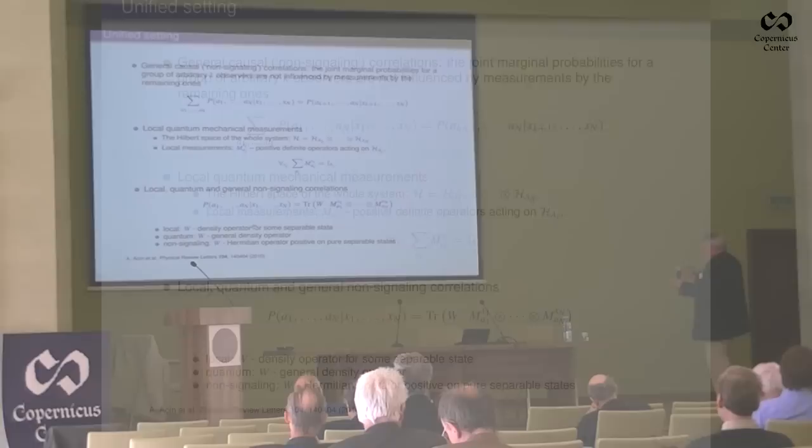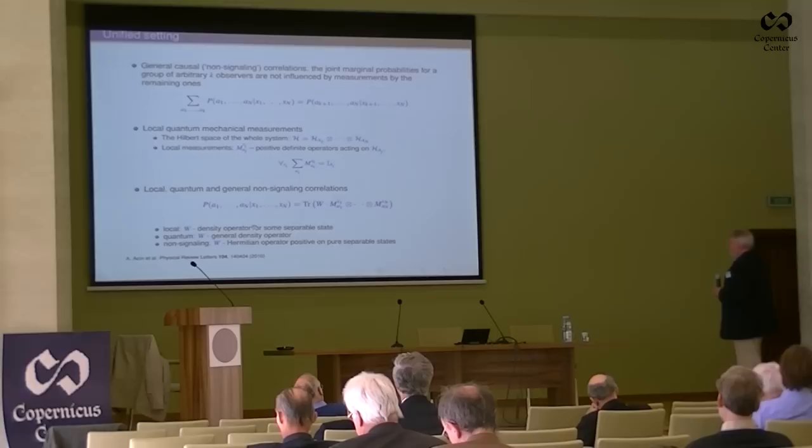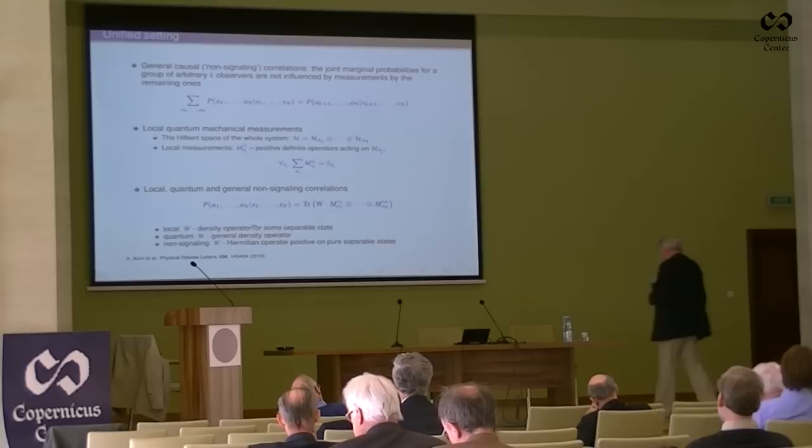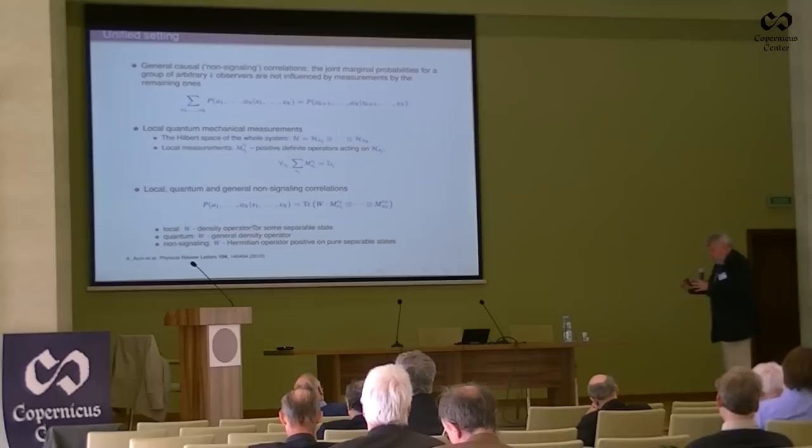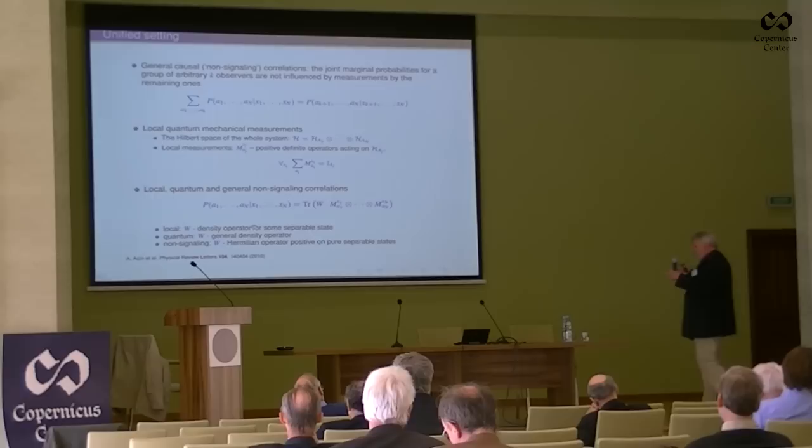There are no two parties but n parties. If you sum over all possible results in the first k laboratories, the resulting conditional probability does not depend on anything which is not in these laboratories, that is, from k plus 1 to n. And this should be true for all possible arrangements, for all possible choices of k laboratories out of these n laboratories. So this is this general causality principle.